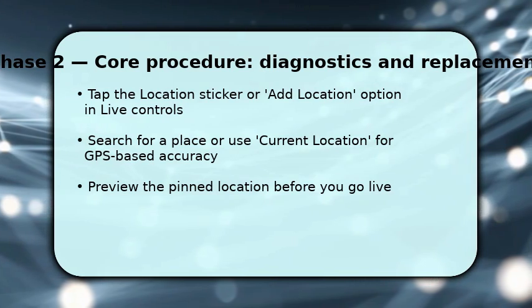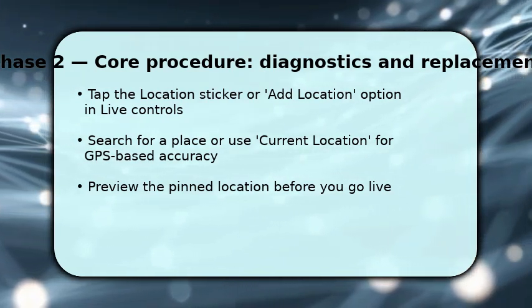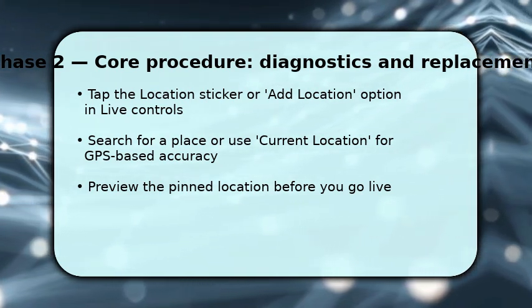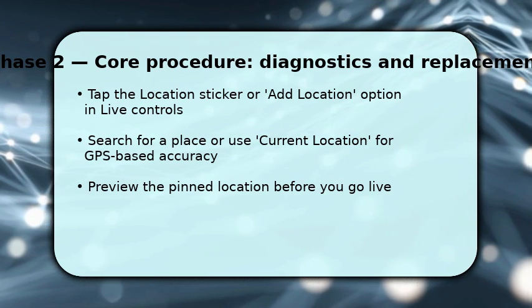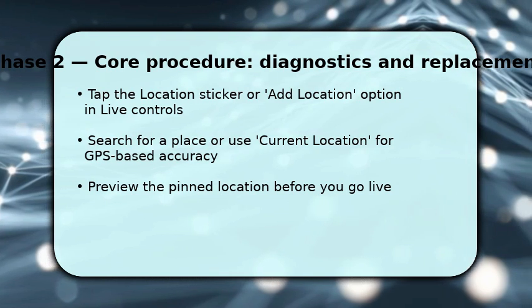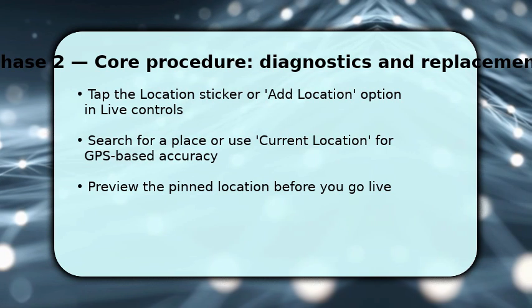Next, you add the actual live location so viewers can see where you are. Tap the location sticker or the add location control in the live interface. Instagram offers nearby places and a current location option. Use current location for best GPS accuracy versus selecting a generic place. This helps followers recognize your real-time spot.